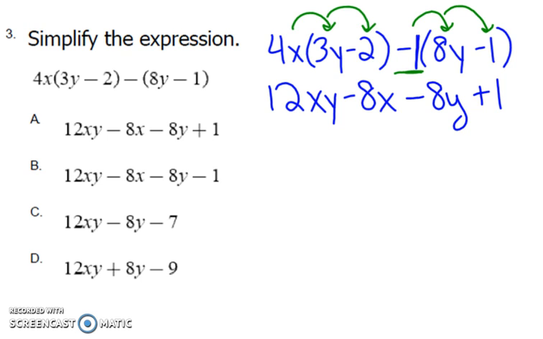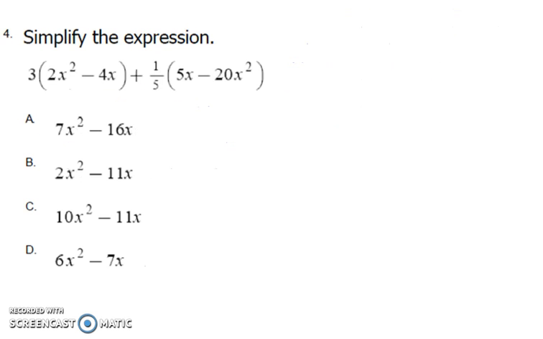We want to make sure it's in alphabetical order. Well, x comes before y in the alphabet, so we're good to go. And our correct answer would be choice A. Now be careful because a lot of you chose choice B. When you have negative 1 out in front of the parentheses, negative 1 times negative 1 gives me a positive 1.